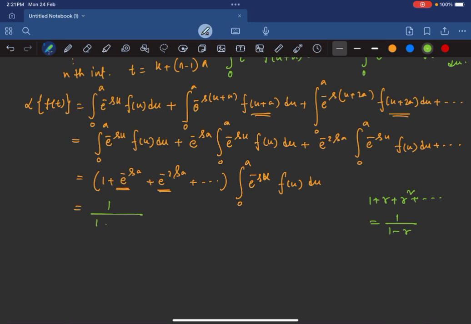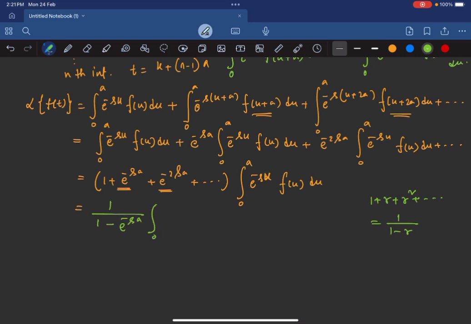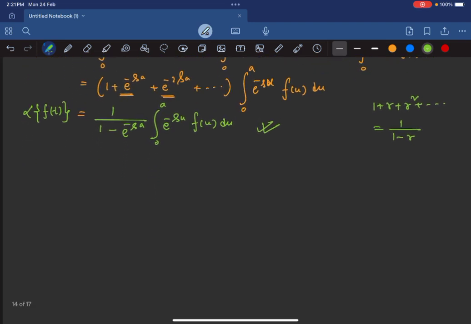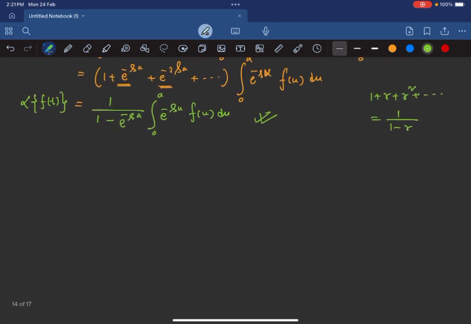So exactly this formula you are going to apply: 1 by 1 minus e power minus sa, and here the integral 0 to a e power minus su f of u du. This is nothing but the Laplace of f of t. Okay, so this is the setup you have. This is the Laplace transform of a periodic function. So this was quite a straightforward proof.